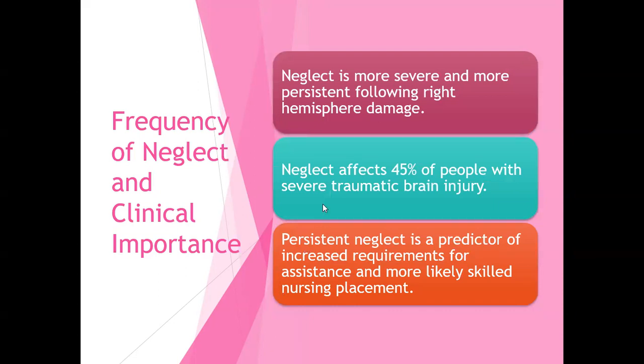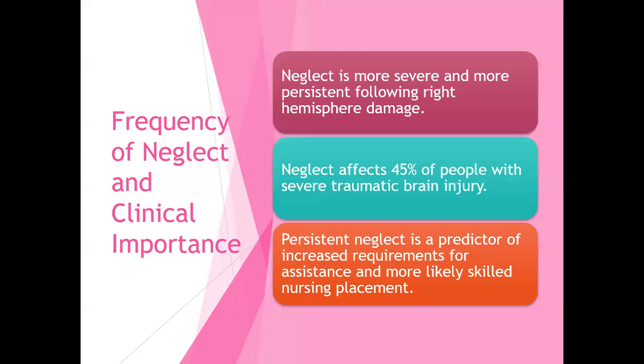The frequency of neglect: it's more severe and more persistent following right hemisphere damage, for obvious reasons. That's the area where our body schema and our spatial schema are constructed. Neglect affects about 45% of people with severe traumatic brain injury as well. So it's not just CVAs, but severe traumatic brain injury.